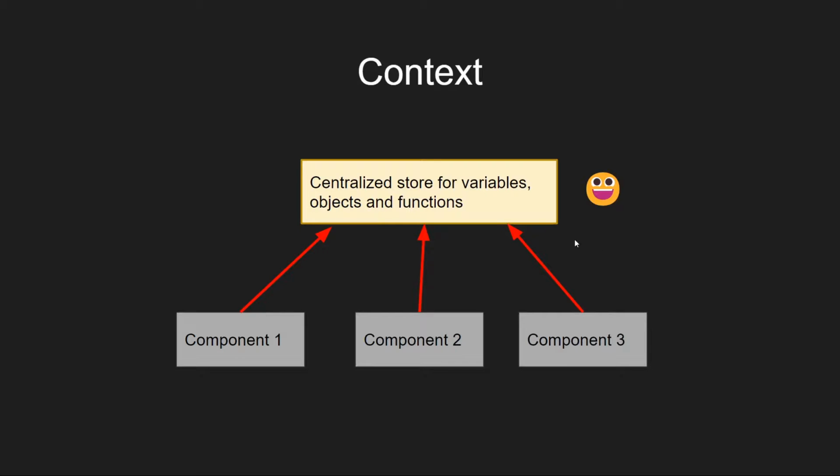That would be a good approach, but not in the case when you have more than two components. Now, what would be a better approach? Using context, we're going to be able to centralize a store for variables, objects and functions. This way, the information is going to be available for all components. If a specific component needs that information, it's going to be available, and it's not going to be jumping through different components.